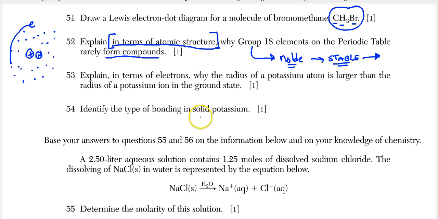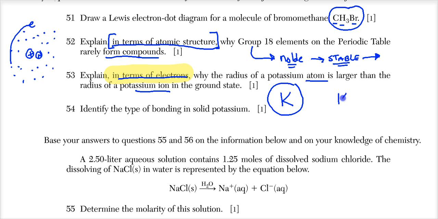Number 53, explain in terms of electrons. Very important you pick up on exactly how you want to answer the question. So in terms of electrons, why is the radius of a potassium atom larger than the radius of a potassium ion? Now again, you say atom, I say neutral. Atoms are neutral because their protons equal their electrons. It's important that you understand what's happening here.